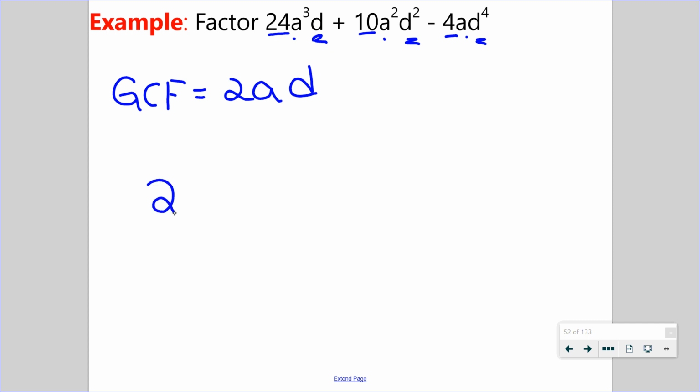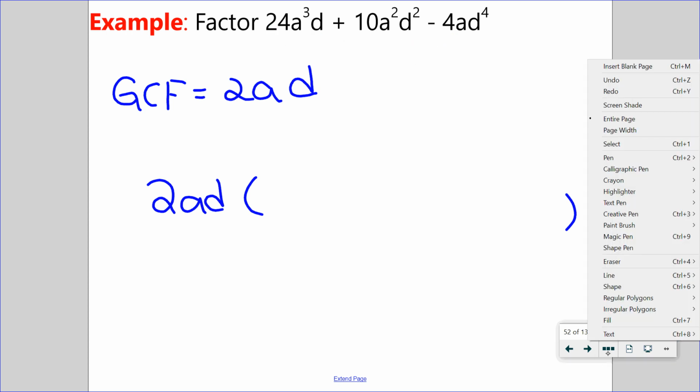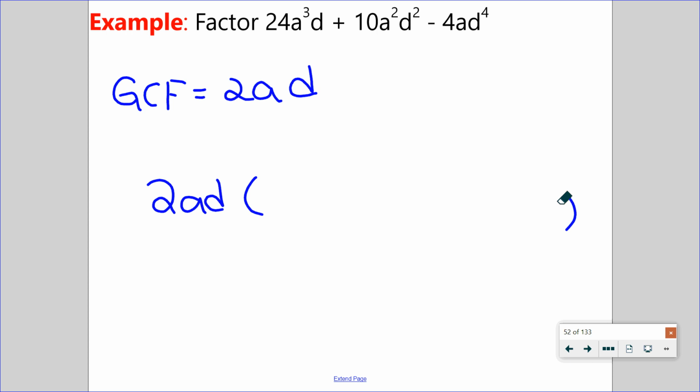So I'm going to write it on the outside, and then I'm going to factor in the inside. So let's just erase this here. And again, if it helps you to do this, you can do it this way, or you can just do it in your head as you're dividing. I like to write it out like this, just to make sure I'm doing it correctly. Okay, so here we go.